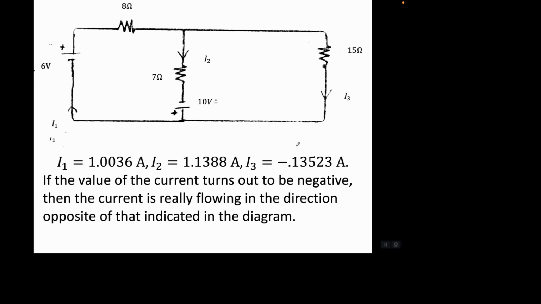If the value of the current turns out to be negative, then the current is really flowing in the direction opposite of that indicated in the diagram. So notice here, I3 is negative, which means I3 really isn't flowing in this direction. It's flowing in the opposite direction. But it doesn't mess up any of the calculations we did earlier based on the direction of the current. Everything's fine.